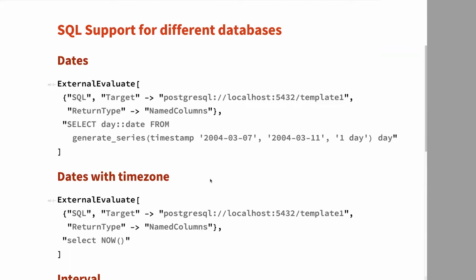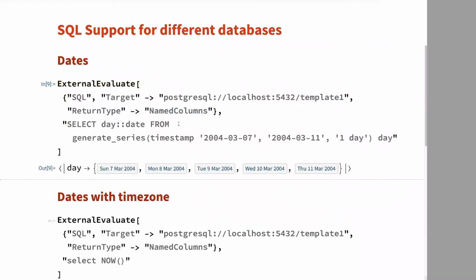On the other hand, other databases have a much richer type system. For example, this is Postgres. I'm connecting to a Postgres instance on my machine on this port. This is the name of the database. When I run this query, I get back directly a date object, because what I'm specifying here is that I want a day in a date. Granularity here is going to be a date object with granularity day.